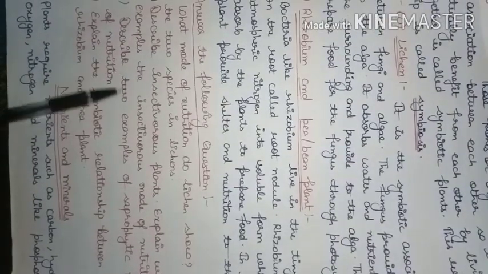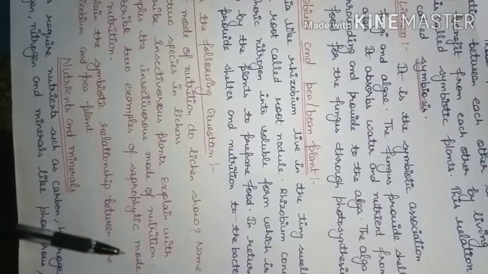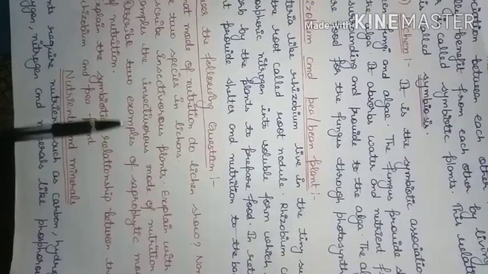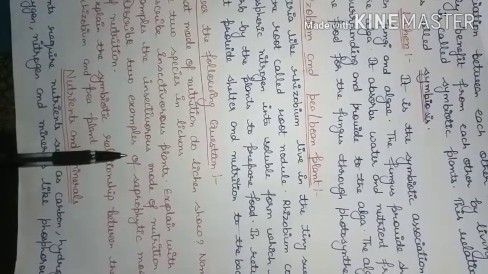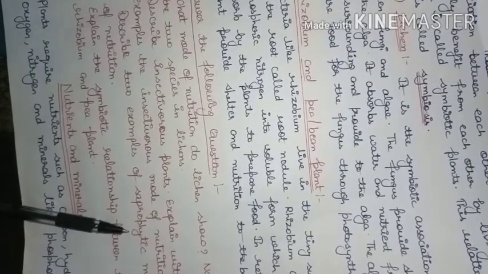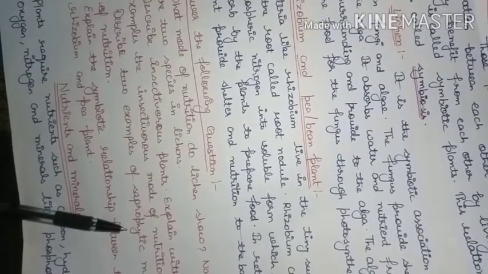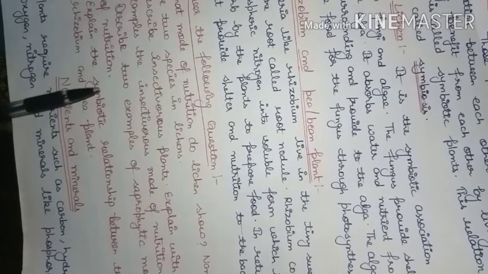Next question is, describe two examples of the saprophytic mode of nutrition. You can easily explain the examples of saprophytic plants. One is the fungi, another one is the Indian pipe. So in this question you can explain both of them.